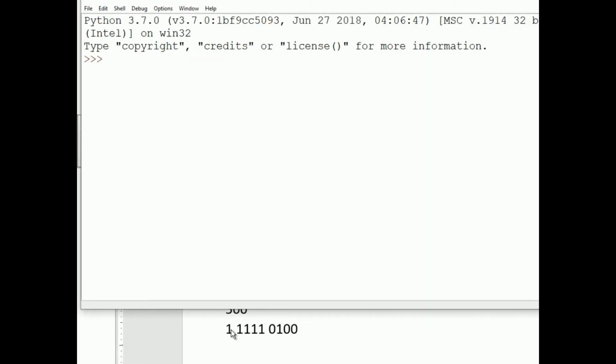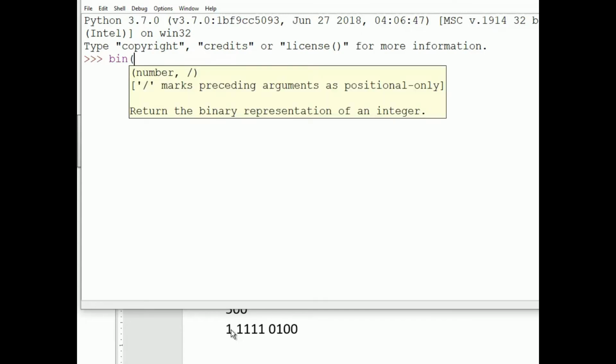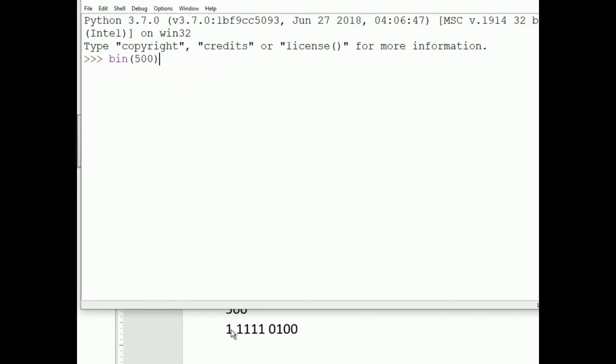You can also check your work in Python. A program called IDLE comes with your Python installation. Run IDLE, and at the prompt, the 3 angle brackets, type bin, all lowercase, open parentheses, and now type 500, our decimal number for which we want a binary representation, close parentheses, and press enter. When we press enter, we will get the binary conversion of the decimal number, prepended with 0b.